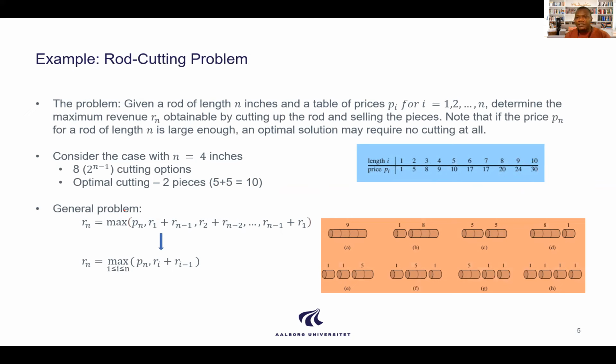But how should I sell it? Should I sell it as a whole? Should I break it into 2? Should I divide into 4 and sell, such that I get the maximum revenue from the sale of that rod, right? So what are the number of options? How many ways can I divide this rod of length 4? The options are basically shown down here, right?